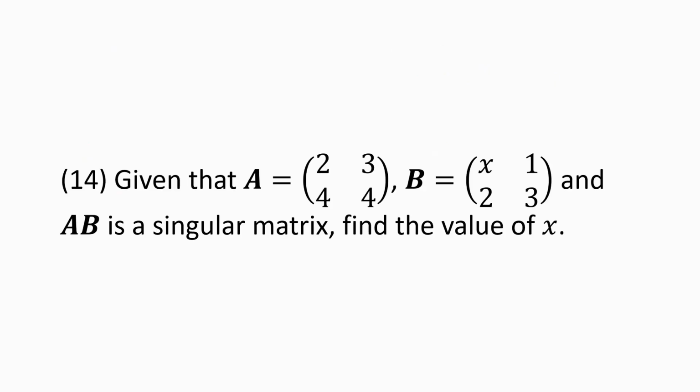Question 14. Given that A is equals to 2, 3, 4, 4, B is equals to x, 1, 2, 3, and AB is a singular matrix, find the value of x. We're supposed to compute the value of x, and to do that, we'll start by evaluating the matrix AB, which is a multiplication of A and B.